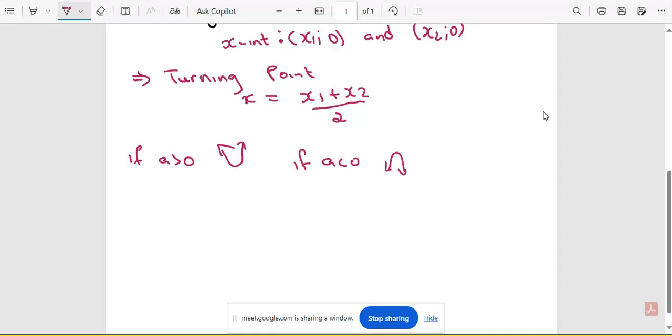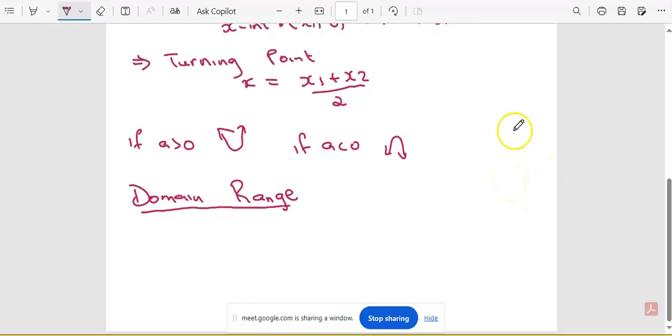So now, another thing that I want to discuss with you on the parabola, then we can start with some examples, is the domain and range. This is the first part that we can discuss on a parabola function. For the parabola, the domain will always say that x must be an element of real numbers. Do you know that?